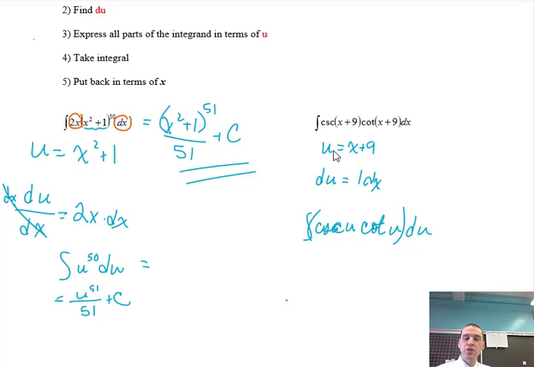And you're going to go back and look at your integral from day 1 and realize that the integral of cosecant u, cotangent u, is equal to negative cosecant of u plus c. So I'll go back to the original, plug in what u is. This equals negative cosecant of x plus 9 plus c. Done.